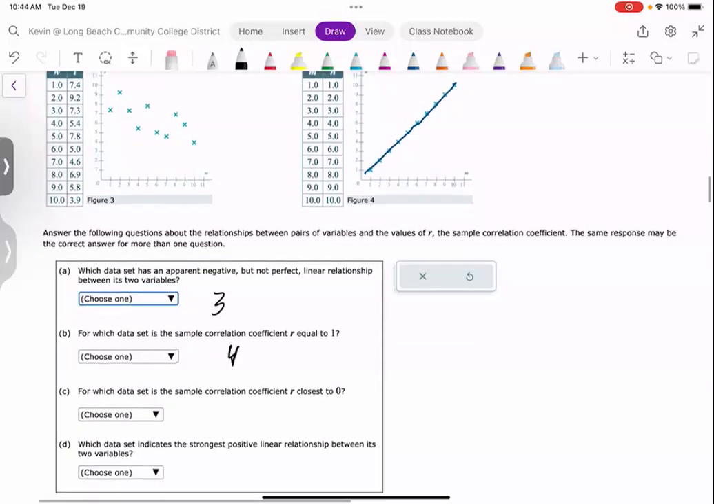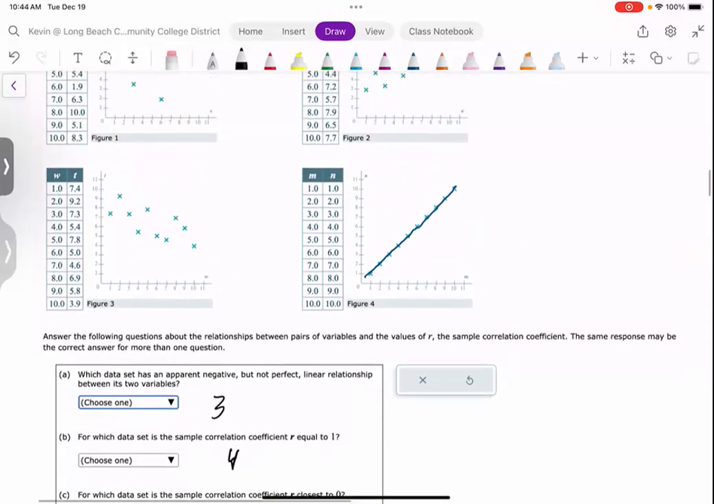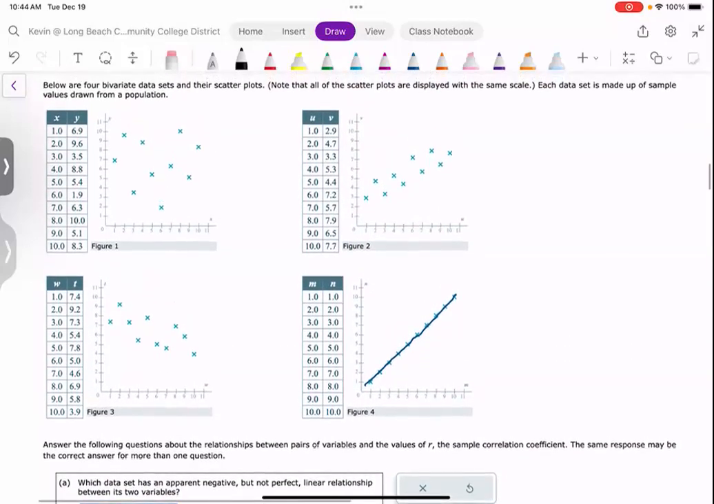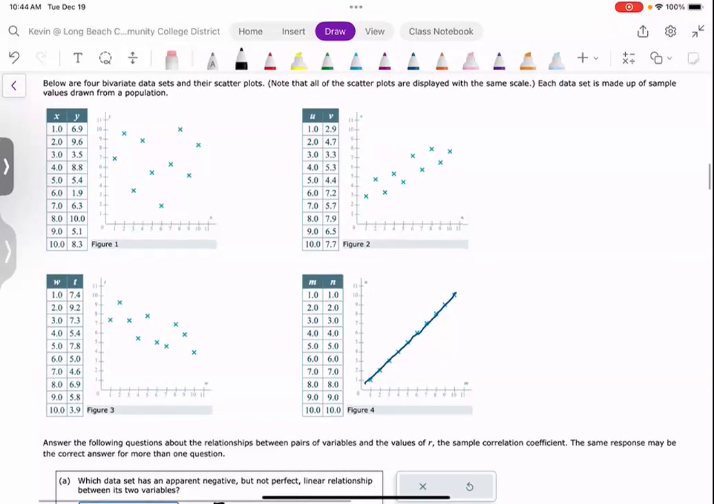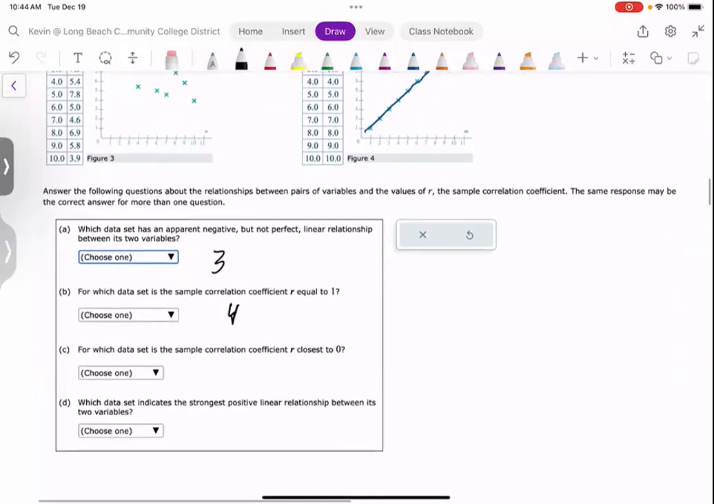For which set of data is the sample correlation coefficient closest to 0? I'm going to call it figure 1. That one looks like there's no linear correlation of any kind. So I'm going to call figure 1.